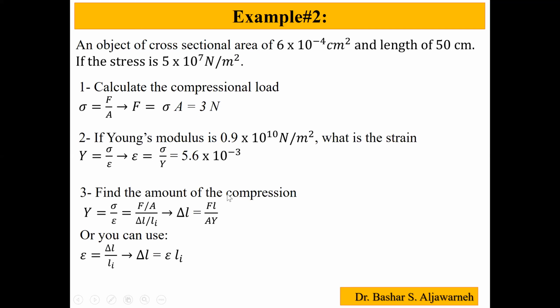Number 3, find the amount of the compression. In other words, find delta L. Okay, we know that. So we have two ways to calculate delta L. First, we know the strain, which is delta L divided by L. So the strain is already calculated from part 2 and original length is given. Or we can use Young modulus, which is stress divided by strain, which is force divided by area, all of it divided by delta L over L initial.